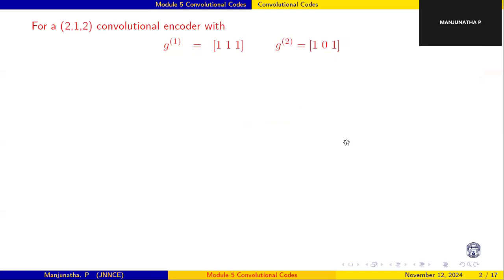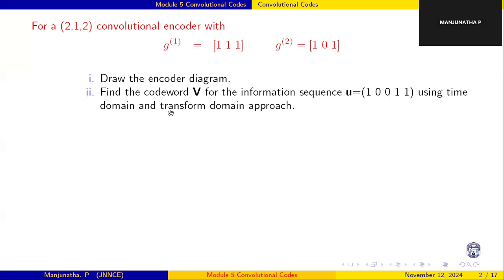Convolutional codes. I will explain some of the numerical problems on convolutional codes. For example, for a (2,1,2) convolutional encoder with G1 = 111 and G2 = 101, draw the encoder diagram.